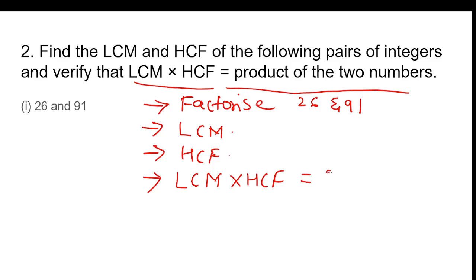Here product of the two numbers means 26 into 91. Whether this is equal or not, we have to verify this. If it is equal, then we have to say verified. Okay. Shall we start solving this now?